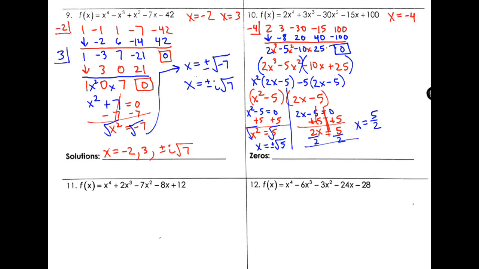And so, I have to do that in green so it's clear. X is equal to plus or minus radical 5. It's equal to negative 4. And it's equal to 5 over 2.